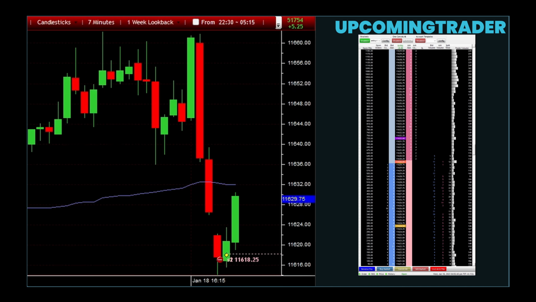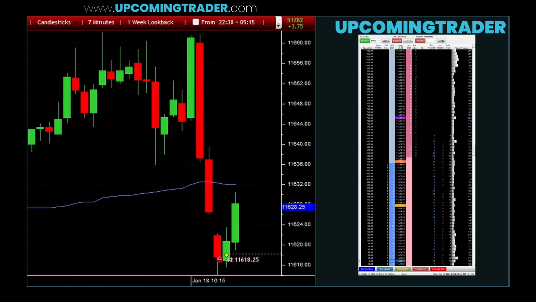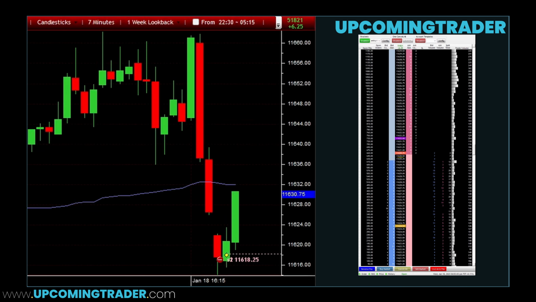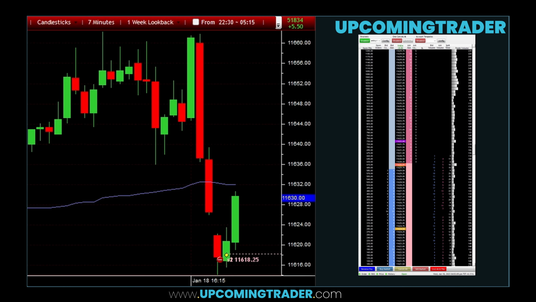signal a potential reversal. Another important volume indicator is the Chaikin money flow, CMF. This indicator also helps assess the buying and selling pressure based on volume. If the CMF is above 0, it suggests that there is strong buying pressure, while values below 0 indicate selling pressure. Watching how the CMF moves in conjunction with price trends can help confirm breakouts or reversals.